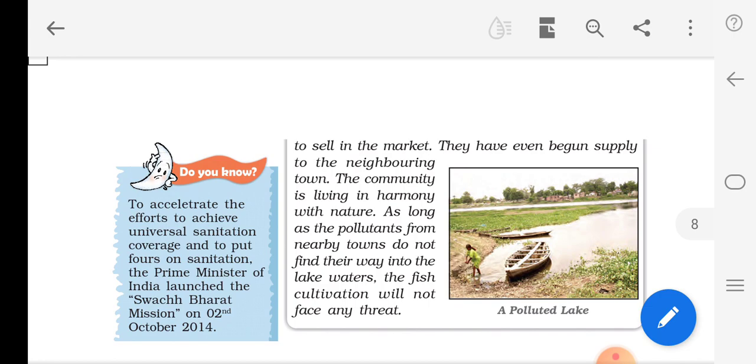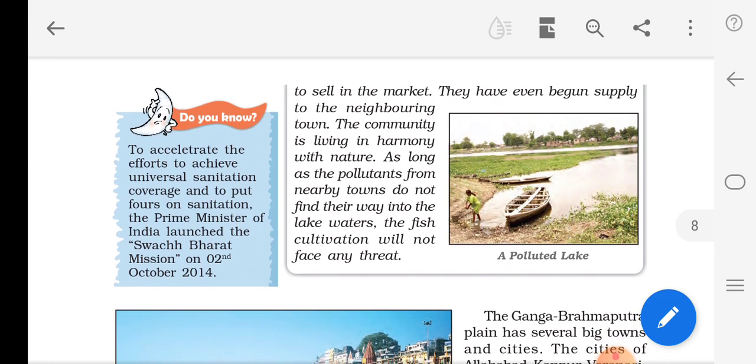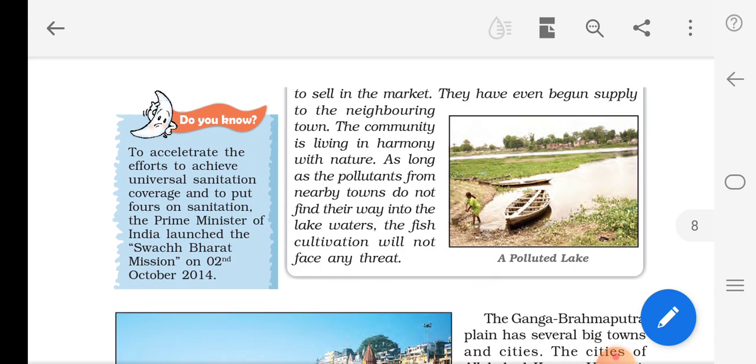See, they started washing and cleaning everything in the lake itself. So what happened? The lake will automatically get polluted. So the fish cultivation will face a threat. Cultivating fish in this kind of polluted area is very dangerous for humans.